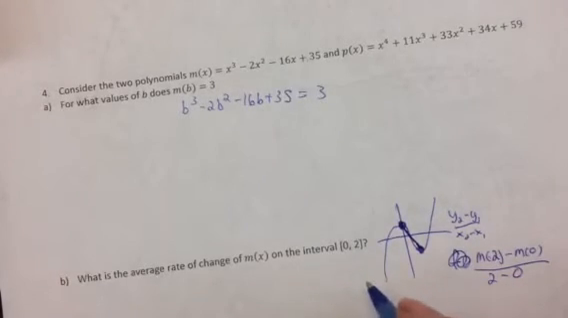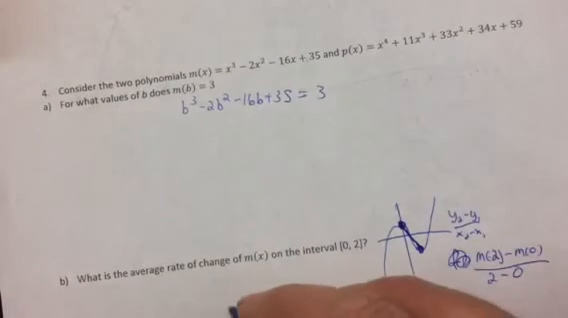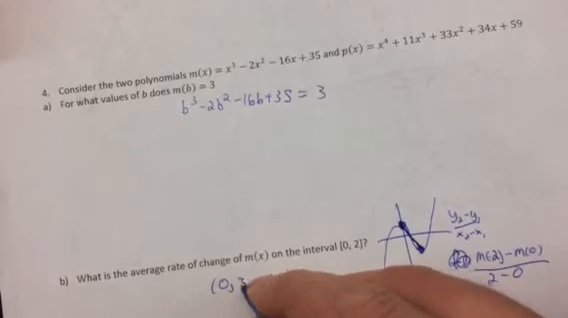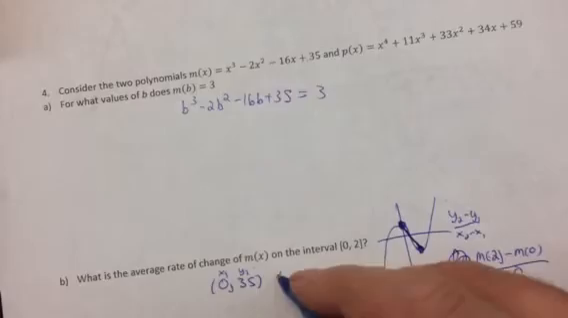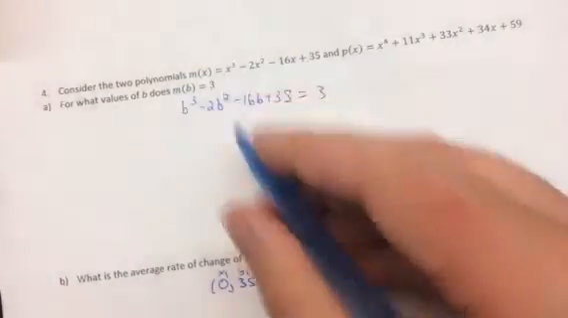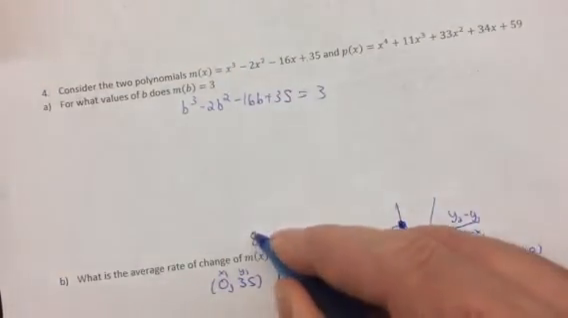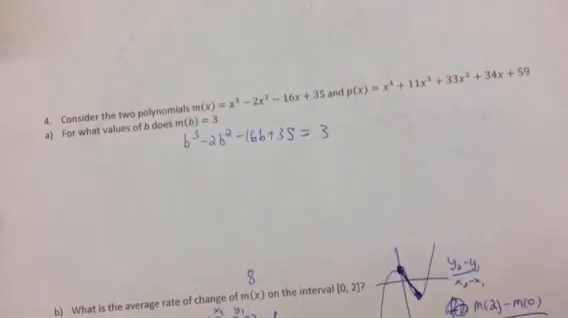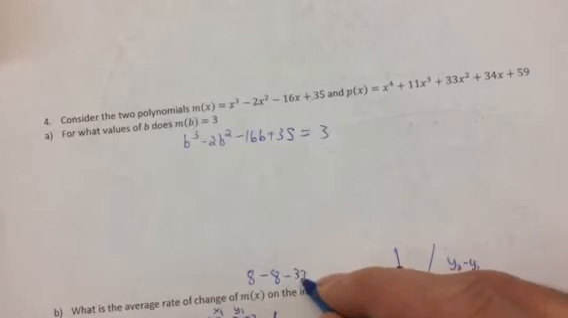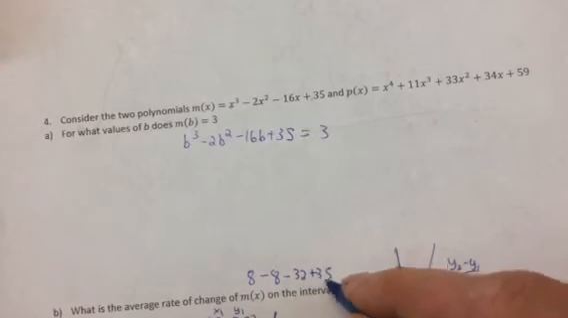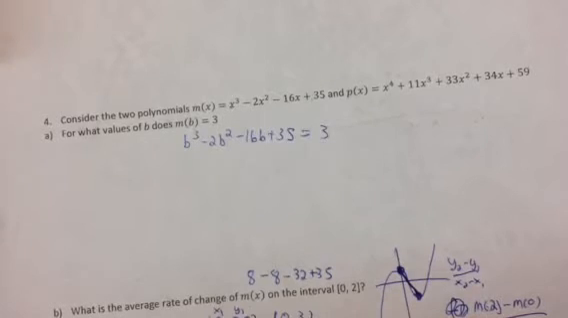So you don't actually have to graph it. You just need to ask, what was the y value at x equals 0? The y value was 35, so we've got this point 0, 35. That's x1, y1. And at x equals 2, let's plug it in. 2 cubed is 8. I'm just plugging 2 into x, m of 2. Minus 8 minus 32 plus 35, and that's 3. When x is 2, m of x is 3.